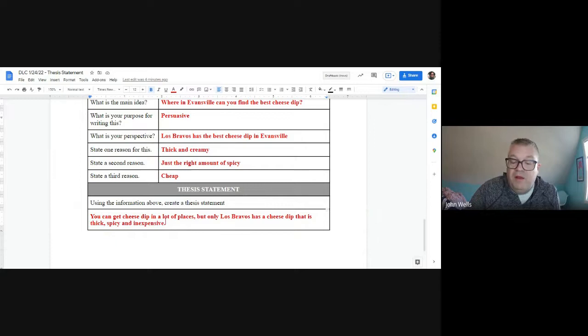So if I were to write, "Only Los Bravos has cheese dip that is thick, spicy, and inexpensive." Okay, topic right here, cheese dip. There's my topic. "Only Los Bravos has the cheese dip." So there's my position. And then down here, thick, spicy, and inexpensive. Those are my justification. That's an 8 right there.